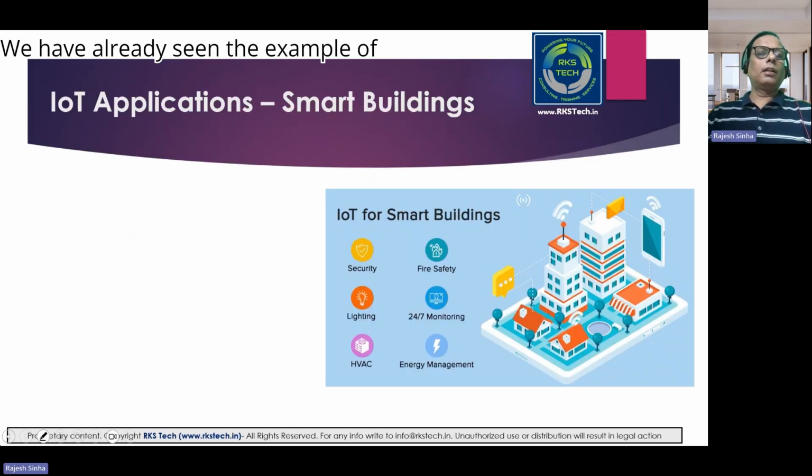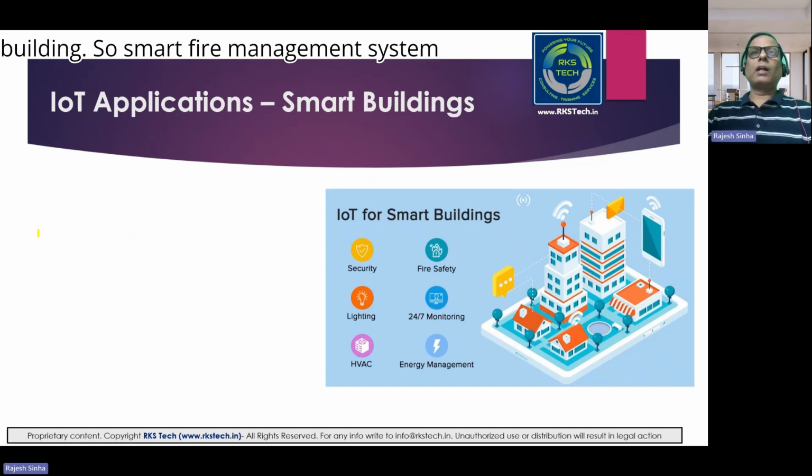We have already seen the example of smart fire management system in a smart building. So smart fire management system is just one of the components of a smart building. When we say smart building, a smart building may have multiple smart systems. If you take the example of any building, we will see that there are many functions which happen in a building. For example, lift, electricity supply, drainage system, water supply. There are many such functions in a building which need to be managed. And if we want to make a building smart, we have to make these subsystems smart.